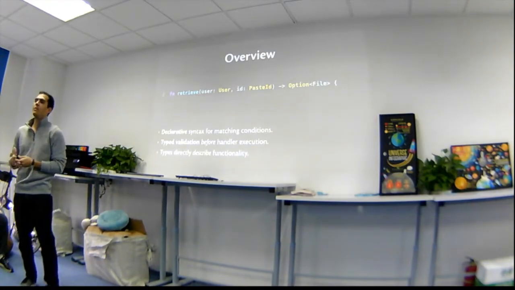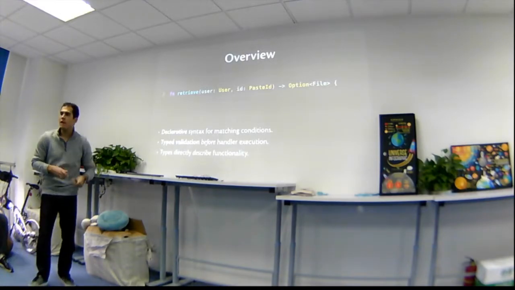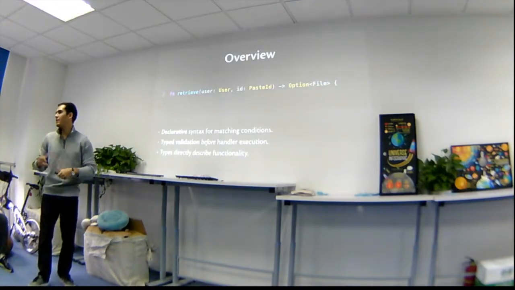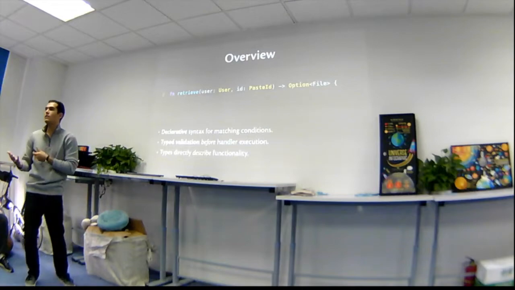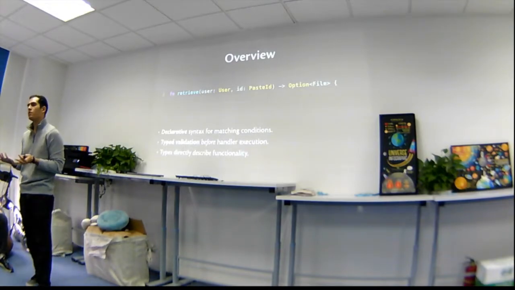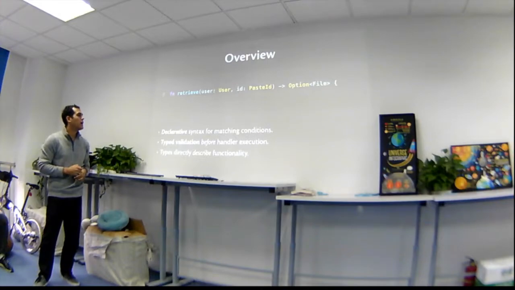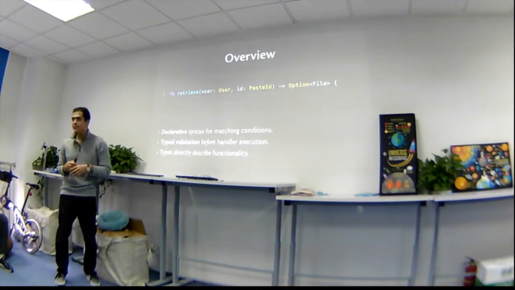If you just think about what that might mean, well, maybe we return a file if things go okay, or we didn't find the file. So what will Rocket do? Well, if you give us the file, we'll send the file to the user. If you don't give us the file, we'll send a 404 to the user. So these types are directly describing the functionality of the application.